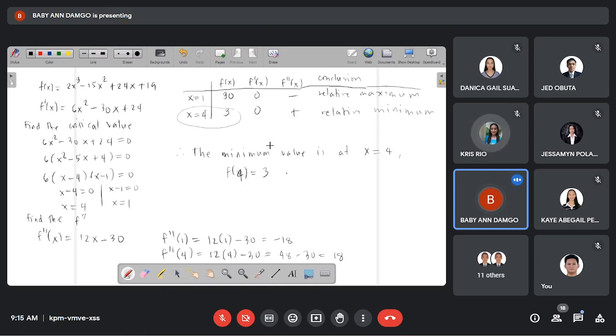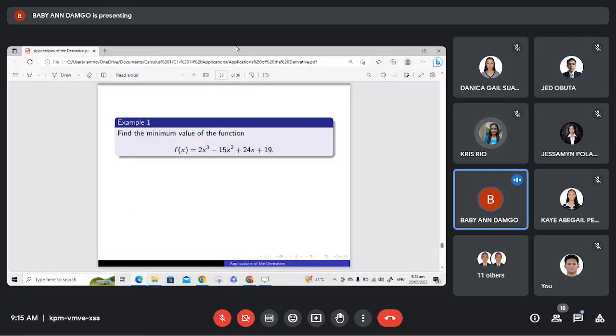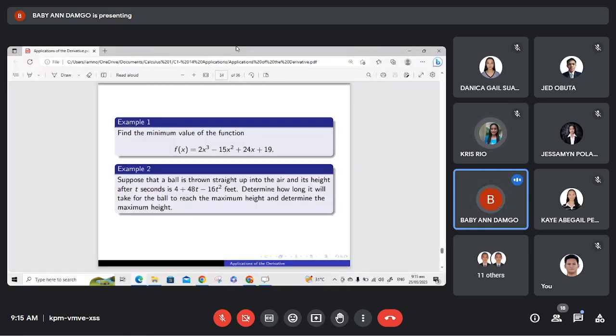Yes, Miss. Okay. So another problem is, suppose that a ball is shot straight up into the air and its height after t seconds is 4 plus 48t minus 16t squared feet. Okay? Determine how long it will take for the ball to reach the maximum height and determine the maximum height.